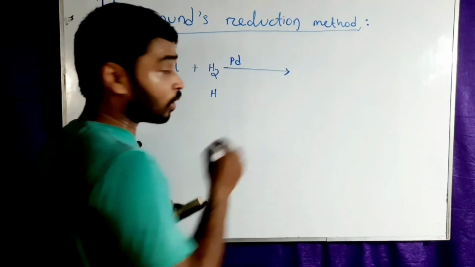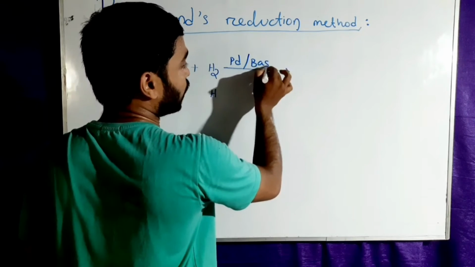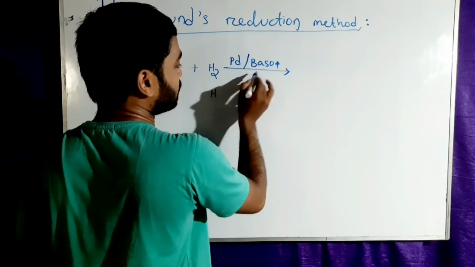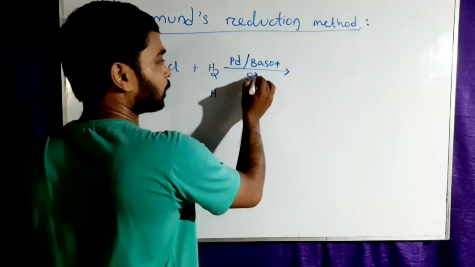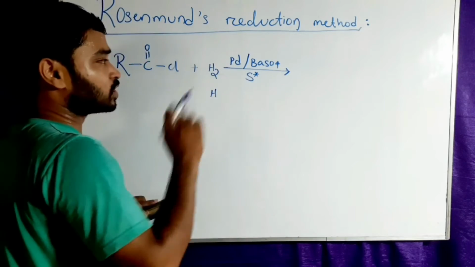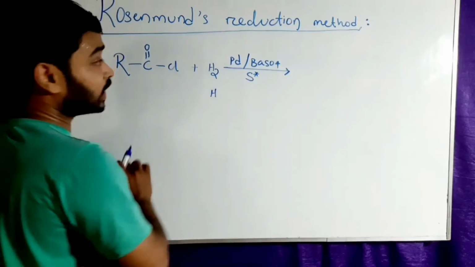I am directly writing the composition. That means palladium over barium sulfate and poisoned by sulfur. So I can directly write sulfur or poisoned by sulfur. For poisoned I am writing a star mark. You can also write a star mark, or directly you can write sulfur or quinoline.